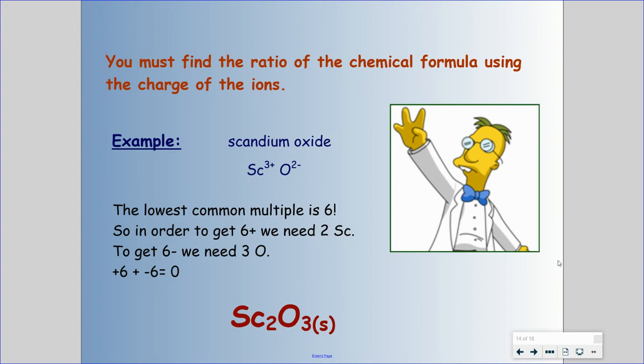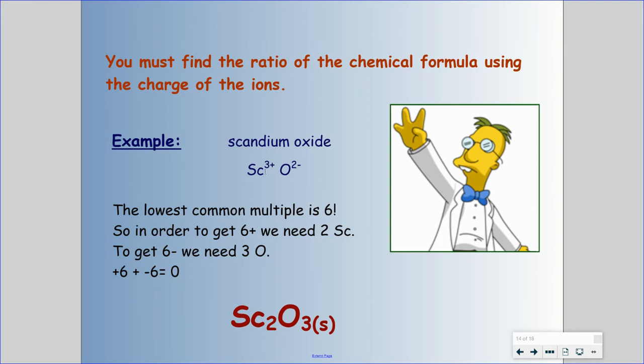When writing out the chemical formula for an ionic compound, usually the charge of the cation can become the subscript of the anion. So what does that mean? Here we have scandium oxide. Scandium is Sc3+. That's its ion. And O2- is its oxygen ion. So separated, this is what it looks like. It wants to come together to make the compound scandium oxide.